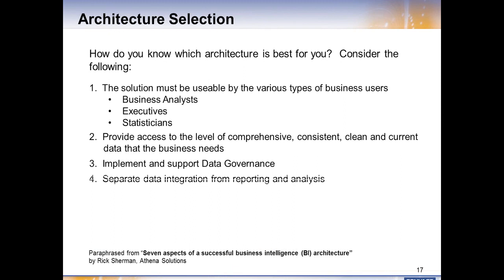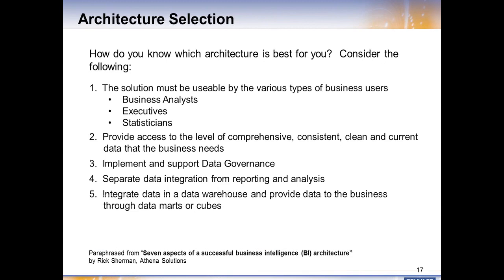So architecture selection, how do you know what's right for you? The types of business users, so you need to understand what their needs and skill sets are. You need to provide good data and design, provide the data that the business needs. There needs to be data governance. Again, the source systems are going to change, and you need to understand what those changes are and how that impacts how data is used in the organization. Separate data integration, reporting, and analysis. Again, that goes back to using tools the right way. Use the right tool in the right situation.